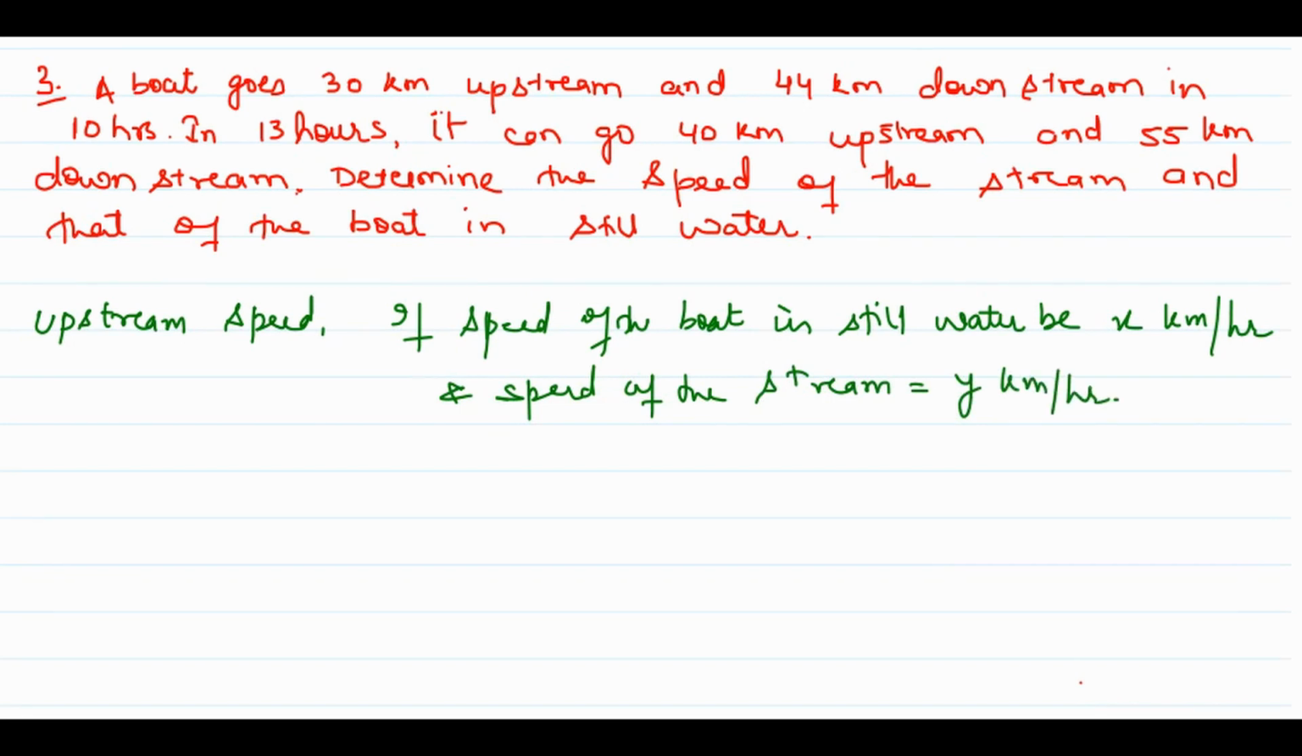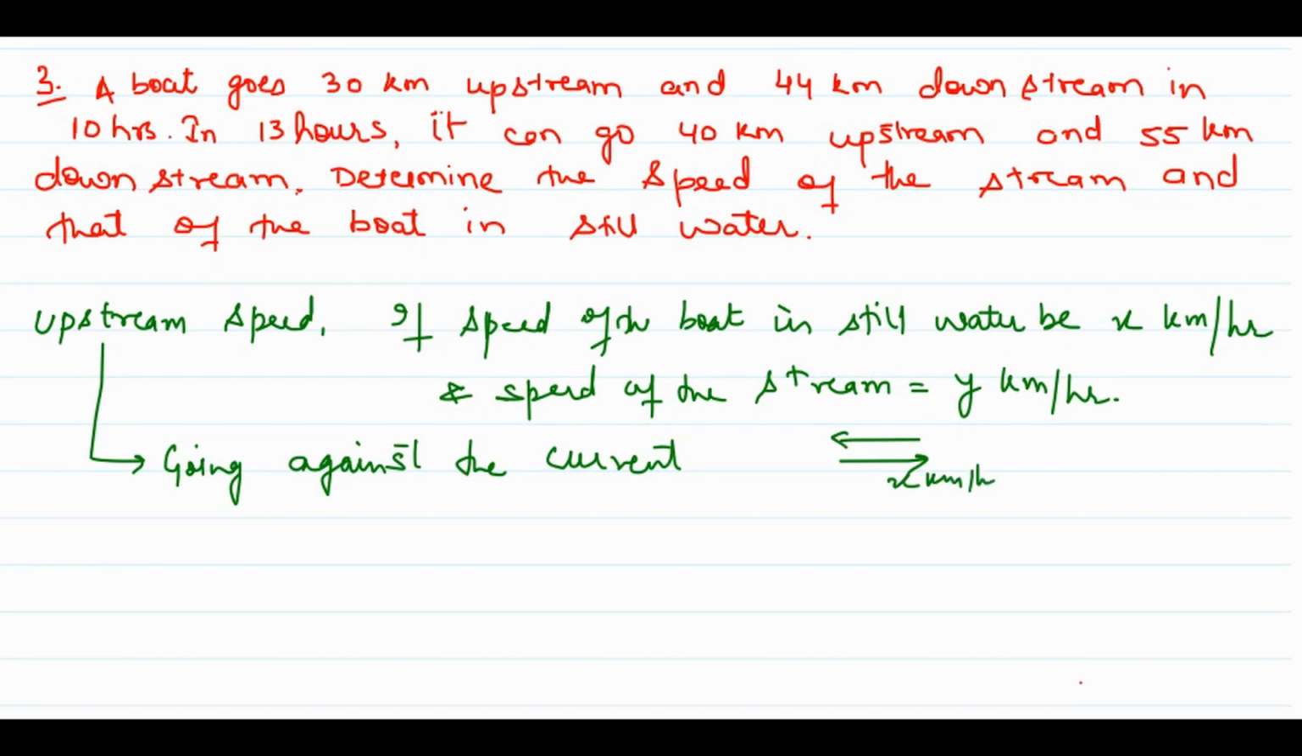So what is upstream now? Upstream is going against the current. That means you are going in one direction, water is going in the opposite direction. So basically, if you are going this way, water is pushing you this way. You are going with x kilometers per hour, and water is pushing you back by y kilometers per hour. So net speed of going further will be x minus y kilometers per hour. That we call as relative speed also.